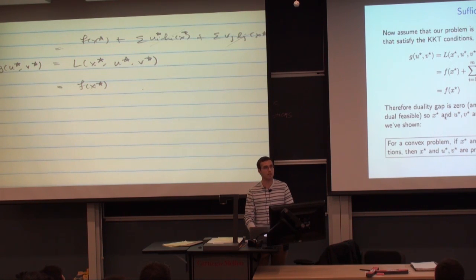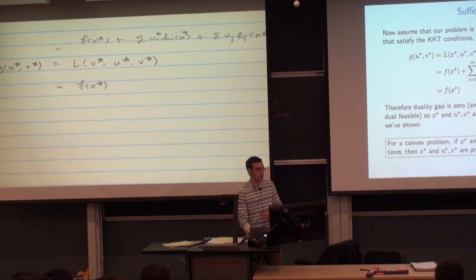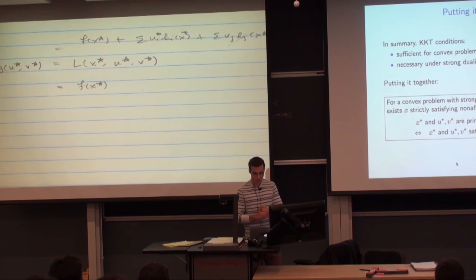This pair, X star is primal optimal, and U star V star is dual optimal. So the converse of our statement is that we've shown that for a convex problem, if this pair satisfies the KKT conditions, then they're primal and dual solutions. Okay, so let's just summarize, put it together.